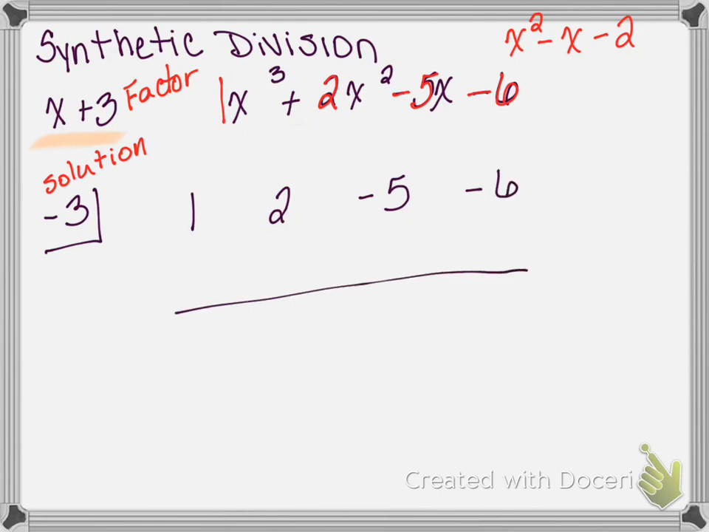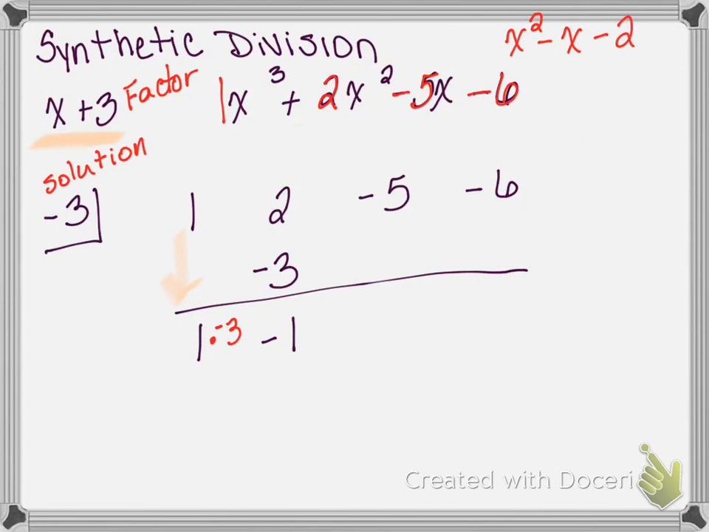And this is the synthetic division process. The very first thing that I'm going to do is I am going to bring down my first coefficient. So I'm bringing down the 1. The next thing that I'm going to do is I am going to multiply this 1 times my -3. So 1 times -3 is -3. And I put that -3 under my second coefficient, which is the 2. So then I combine 2 and -3. 2 and -3 gives me -1.